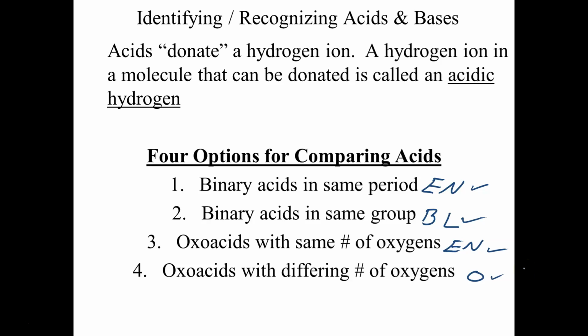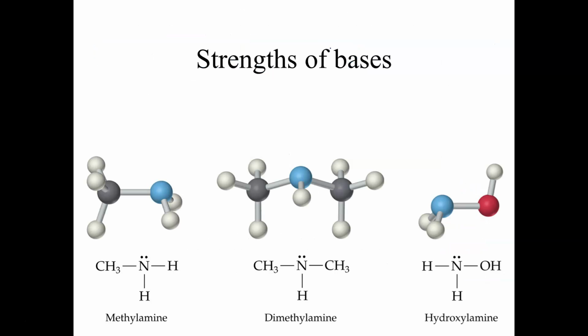Okay? If you can remember this, acids donate a hydrogen ion, then that is going to be key here. So you need to just figure out how can a hydrogen ion, how can a hydrogen or a proton be donated easier? Once you figure that out, you know that is your stronger acid, the one that can donate the hydrogen better.